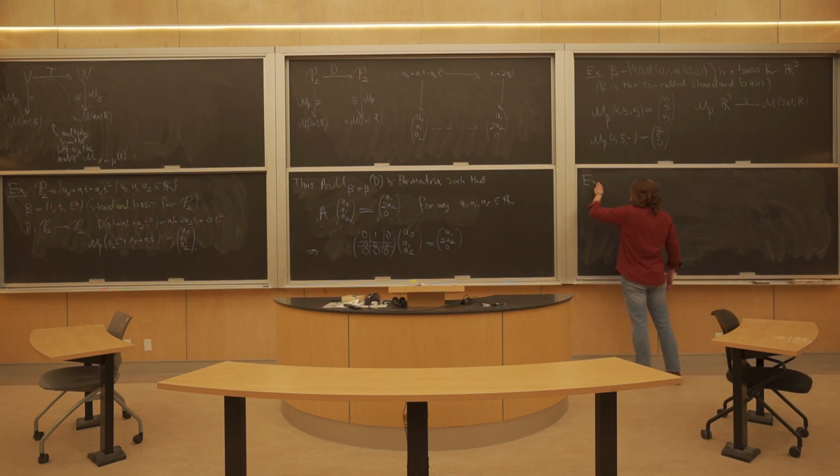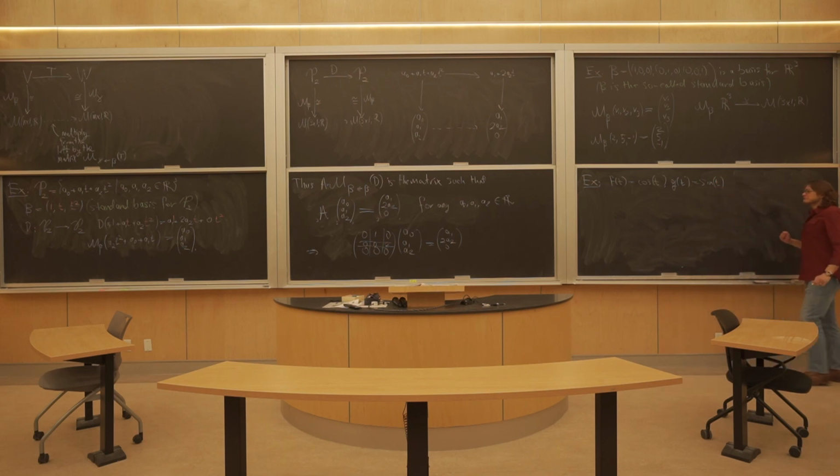Here's another example. Let me denote by f of t cosine of t, and g of t sine of t. These two are functions, let's say, in this function space, and they are linearly independent. Thus, if I were to define as my mysterious vector space their span, that would be a two-dimensional vector subspace of this, and f and g would constitute a basis for it.